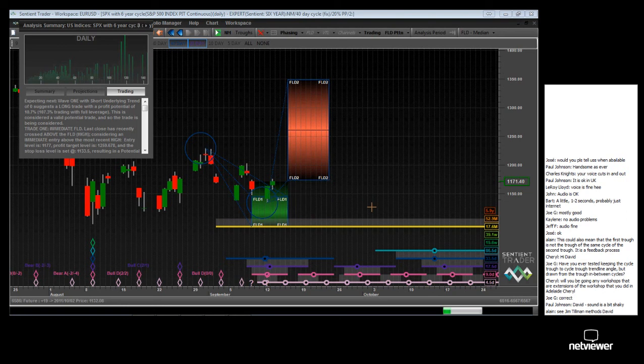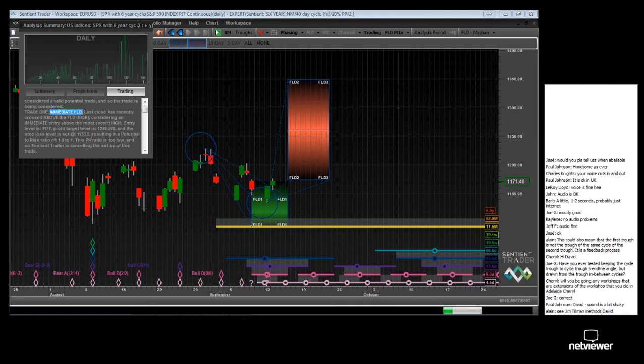Okay, so that's all very interesting information, but now what about trading it? Well, Sentient Trader does that for you as well. If you click on this trading box, you can see here, it says, expecting next wave 1 with a shorter underlying trend of 0 suggests a long trade. In other words, we would buy and go long with a profit potential of 10.7%. Because of leverage, that's 107% trading with full leverage, and it's considered to be a valid potential trade, and so the trade is being considered.